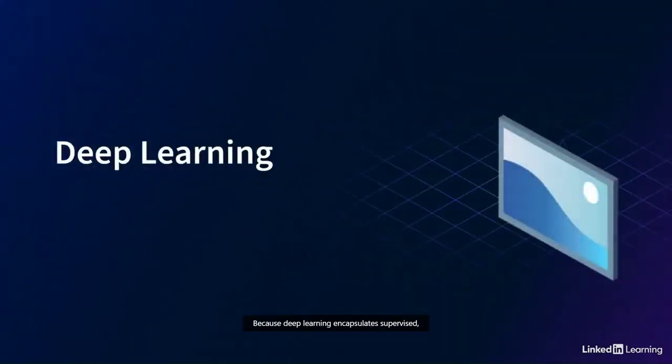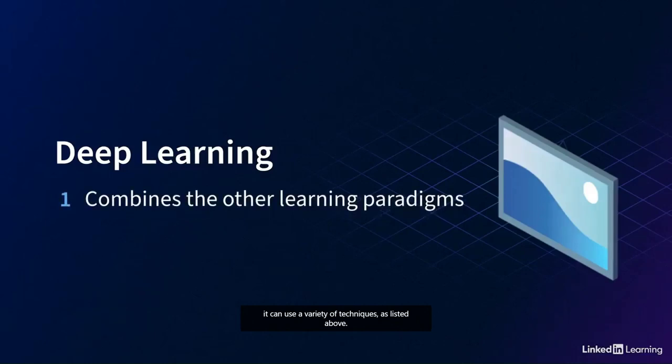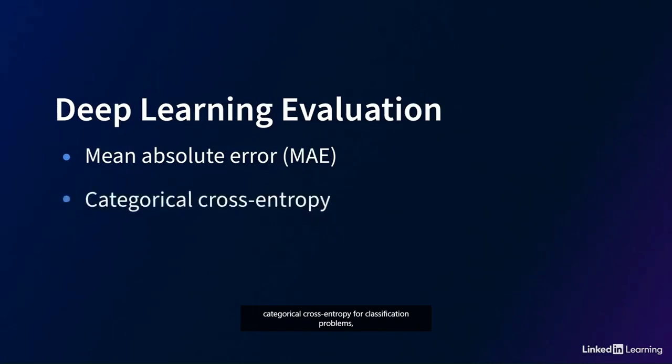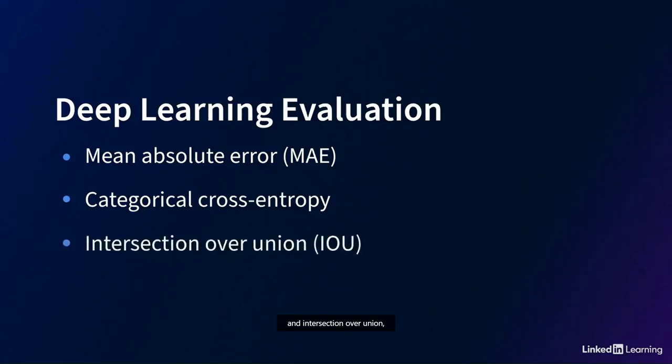Because deep learning encapsulates supervised, semi-supervised, or unsupervised models, it can use a variety of techniques as listed above. However, some common metrics include mean absolute error for regression problems, categorical cross-entropy for classification problems, and intersection over union, commonly used in object detection.